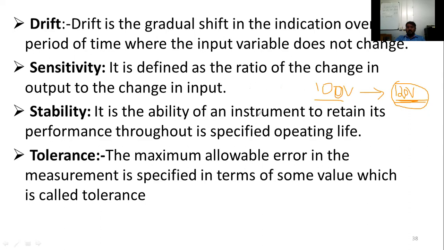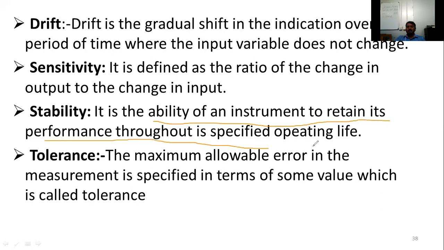Next one, stability. That is a very important part. It is the ability of an instrument to retain its performance throughout the specified operating life.